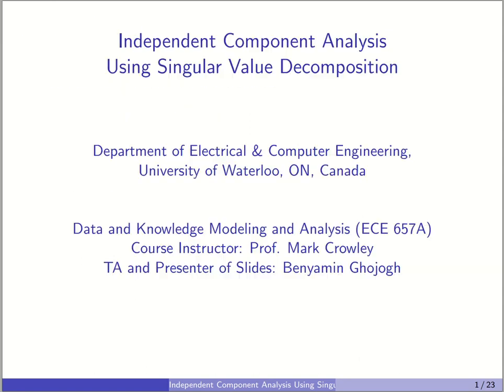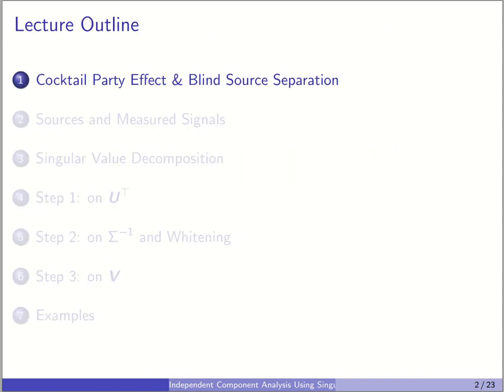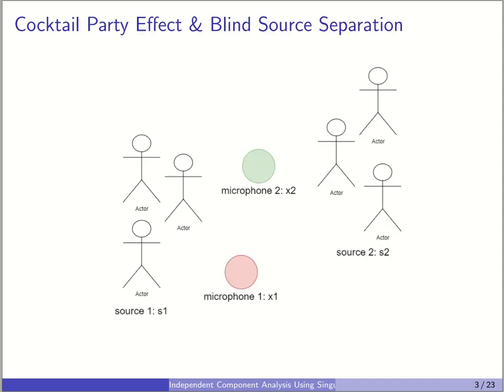First of all, I should say that independent component analysis can be done using different algorithms. One of them is maximum likelihood estimation, and one of them is singular value decomposition. This lecture focuses on ICA, or independent component analysis, using SVD, or singular value decomposition. First, we talk about cocktail party effect and blind source separation.